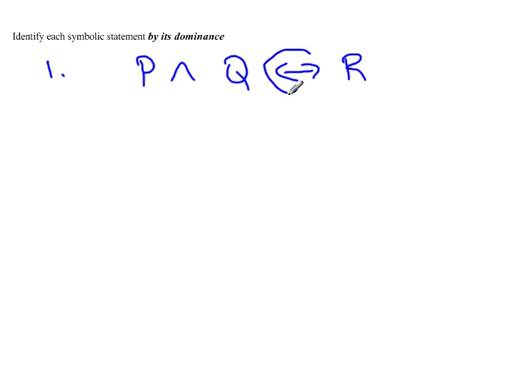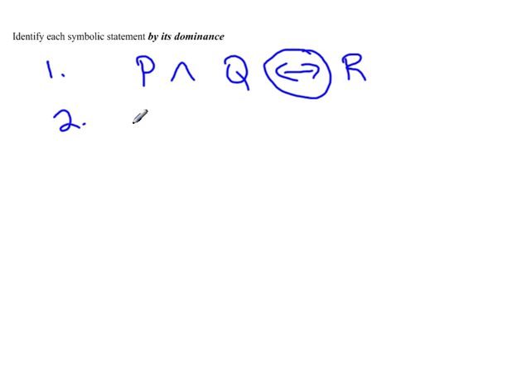Identify each symbolic statement by its dominance. What we're going to do is take the symbolic statement, P and Q biconditional R. Just looking at the symbols, which symbol is the most dominant? Is it the conjunction or the biconditional? We know it's the biconditional. So this statement would be a biconditional.